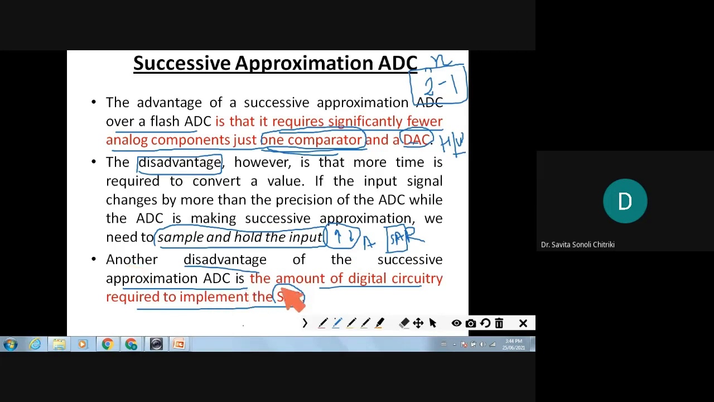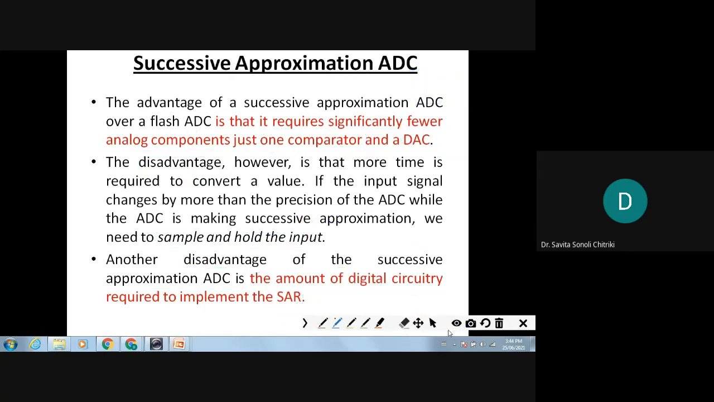ಸೊ successive approximation ADC is, apart from, no doubt that we said here it is having only one comparator and DAC, but again additional circuitry required is that successive approximation register there. So SAR, the amount of digital circuitry to implement the SAR, this is the additional circuitry for successive approximation ADC, right? So like this the trade-offs will be there. So depending on the application and depending on the investment, how much, what kind of embedded system you are going to design, depending on that, you are going to select the inputs and outputs.